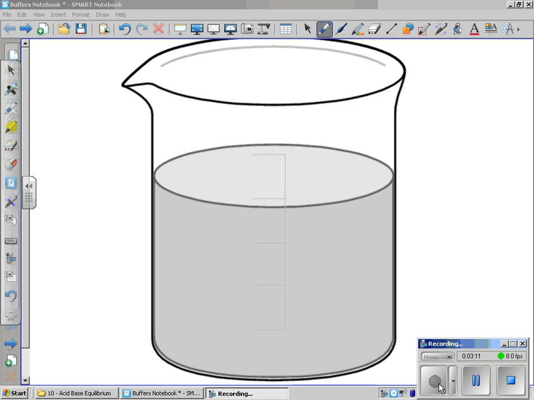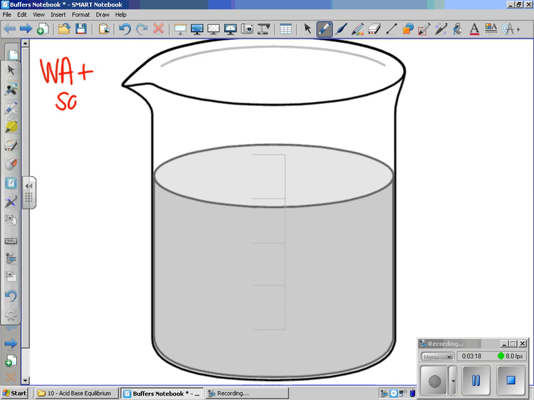Now a buffer solution is made from either a weak acid and a salt that has its conjugate. So just like we were doing with our common ions, a weak acid and a salt, or a weak base and a salt. But again, the salt and the weak acid or the weak base, depending on what you're starting with, have to share an ion in common. The example we're going to do with this big beaker is a weak acid with salt. We're going to use a very common weak acid, acetic acid.